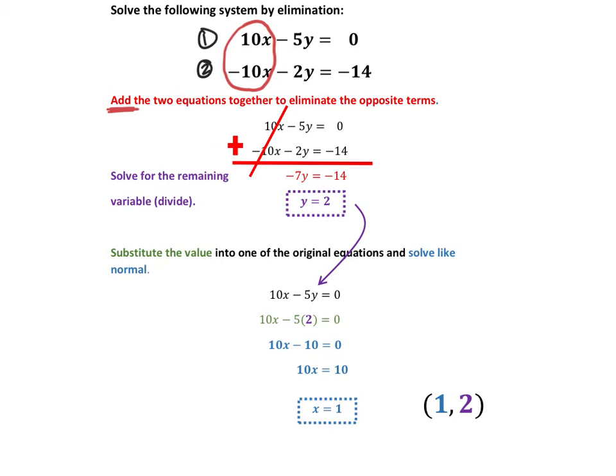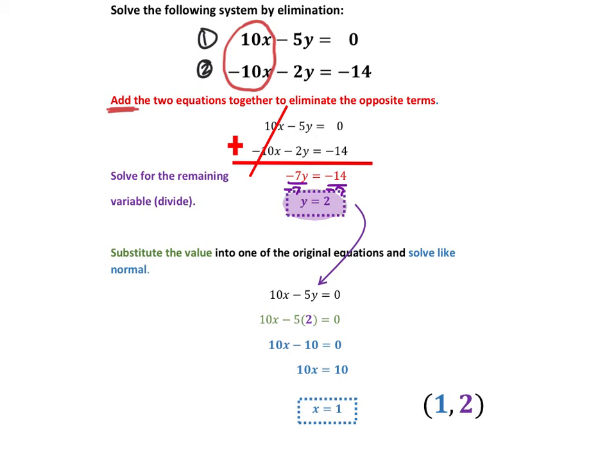When we add this the old-fashioned way, we'd add straight down the columns. 0 plus negative 14 is negative 14. Negative 5y plus negative 2y is negative 7y. And 10x minus 10x eliminates or crosses out because those are opposite terms. They make 0. So already I'm almost to the point where I can find the value of one of the variables. All I have to do is divide by negative 7 on both sides for this particular equation, and I would get that y is equal to 2.